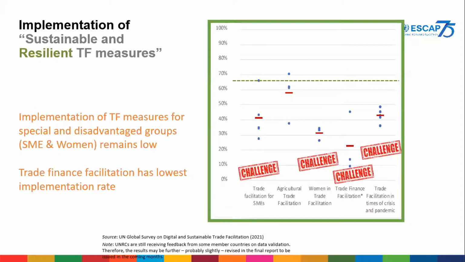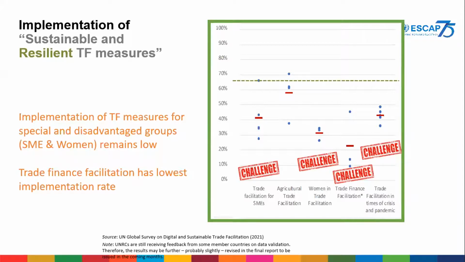And also we have found, as I said, the focus of the survey is on digital and sustainable. So we have found that for the special and disadvantaged groups, the TF measures focusing on SMEs and women specifically remain low. Agriculture is a bit better, but for SMEs and women, the implementation rates remain quite low.